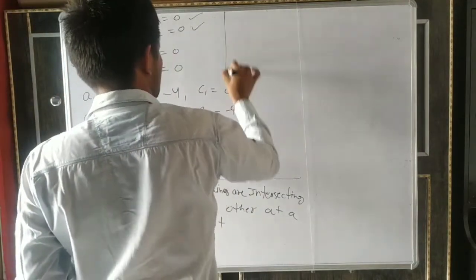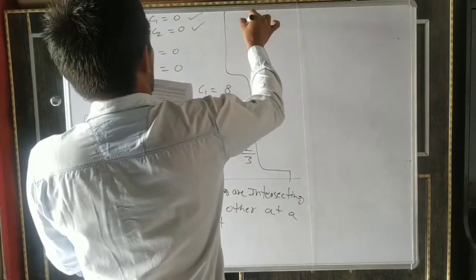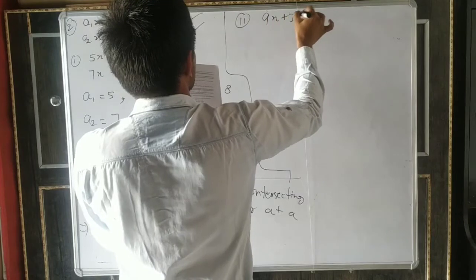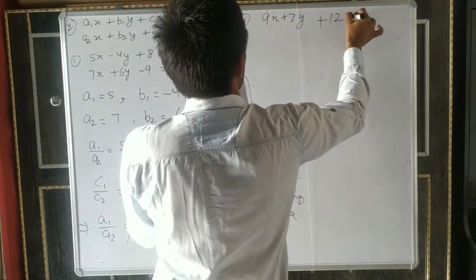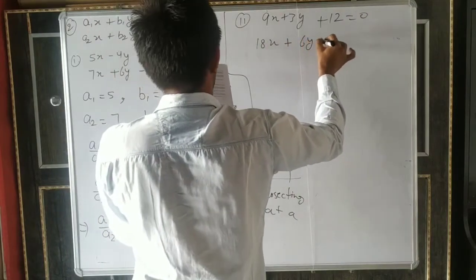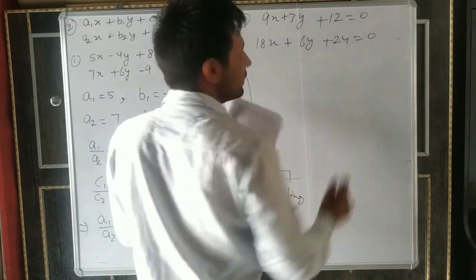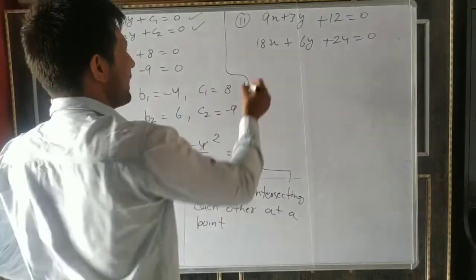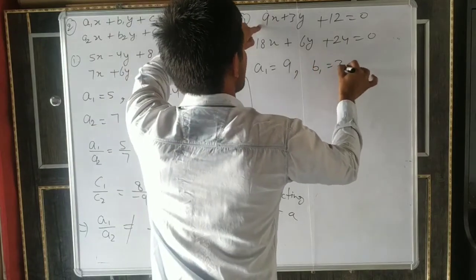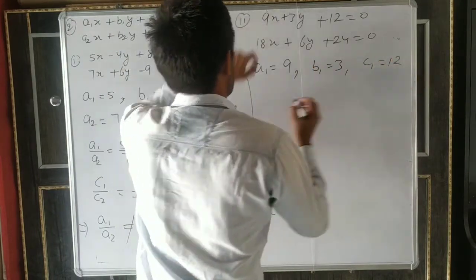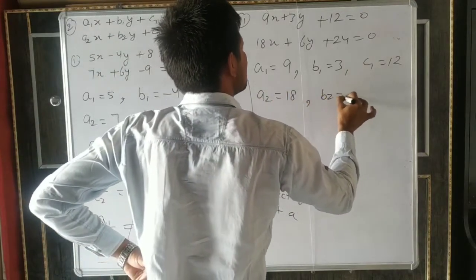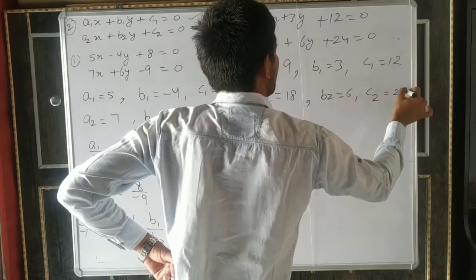Look at part B. 9x plus 3y plus 12 equal to 0. 18x plus 6y plus 24 equal to 0. First we will find A1. How much is A1? A1 is 9. B1 is 3. C1 is 12. In the same way, A2 is 18. B2 is 6. C2 is 24.